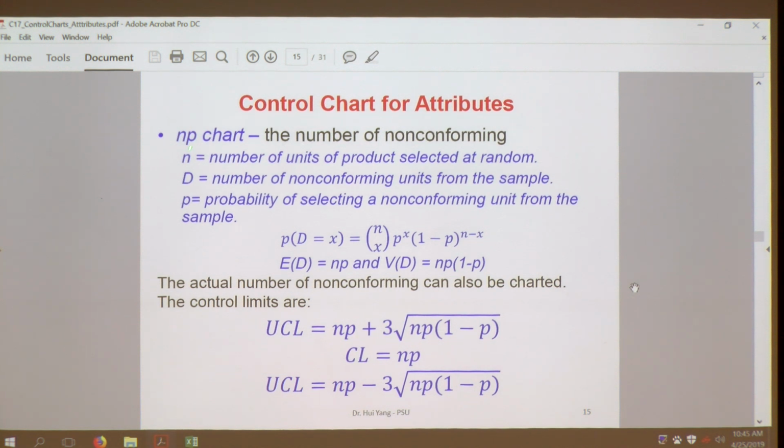Now, for the NP chart, your center line is not P anymore. Now the center line is NP, the number of non-conforming. And then we have the upper control limit, still plus minus 3 standard deviations, but this standard deviation is different from the previous one. The previous one is P(1 minus P) divided by N. But here we have NP(1 minus P).